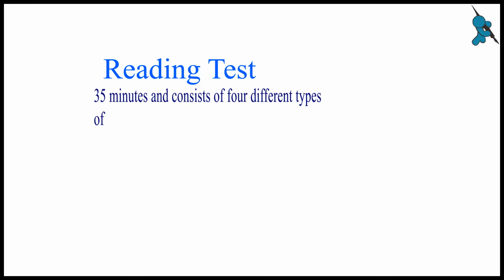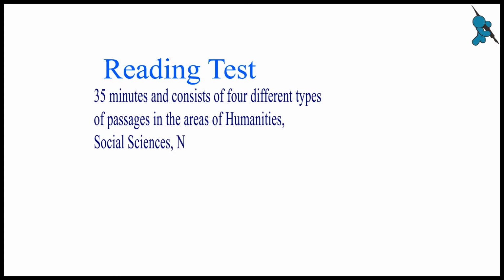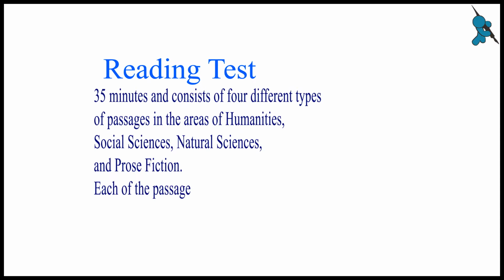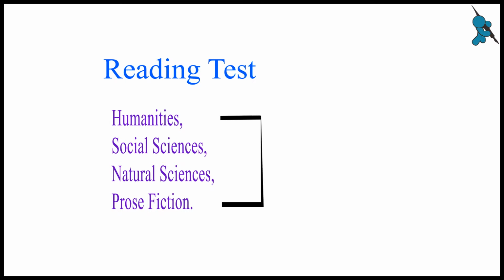The reading test is 35 minutes and consists of 4 different types of passages in the areas of humanities, social sciences, natural sciences, and prose fiction. Each of the passages will be several paragraphs long. Each passage includes 10 questions. The questions are not arranged in order of difficulty, they will follow the order of the passage.